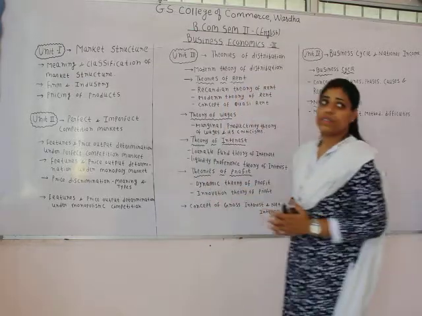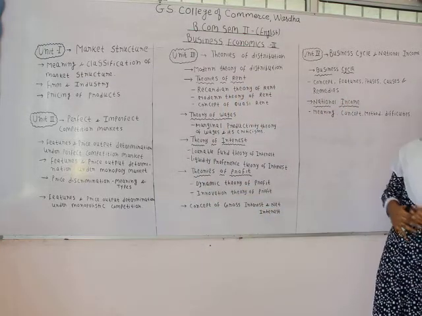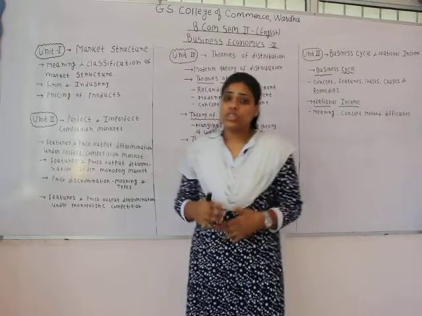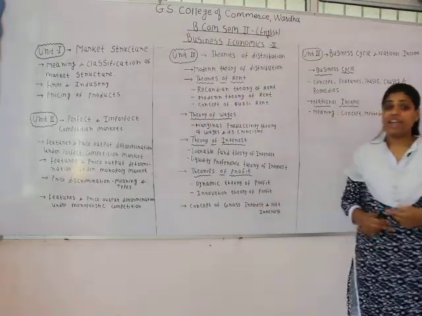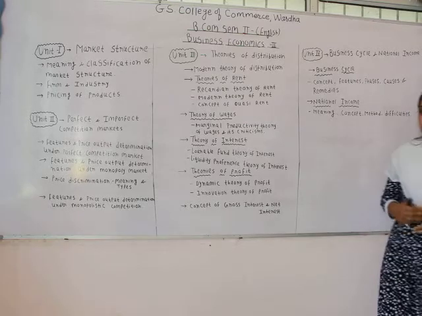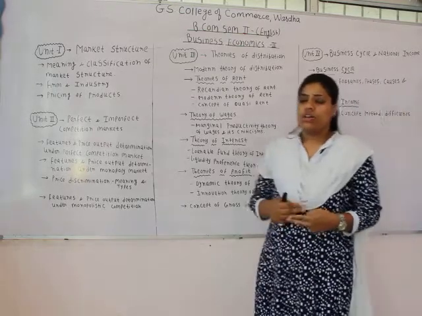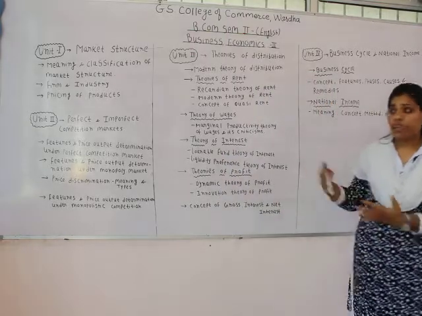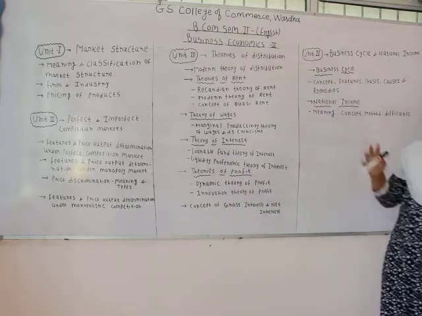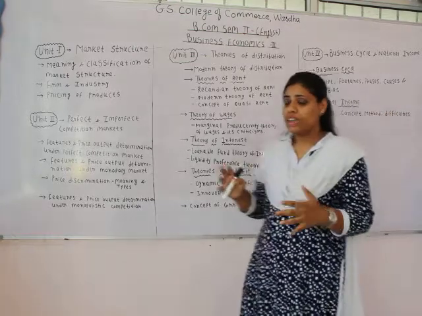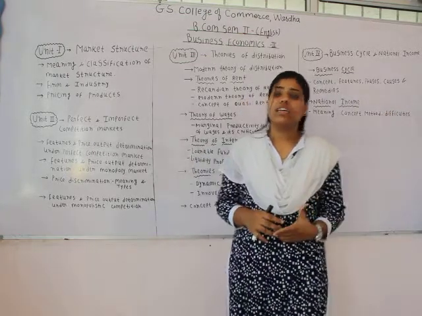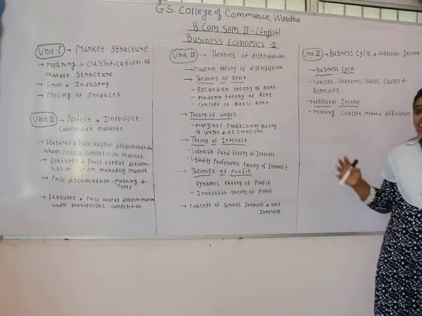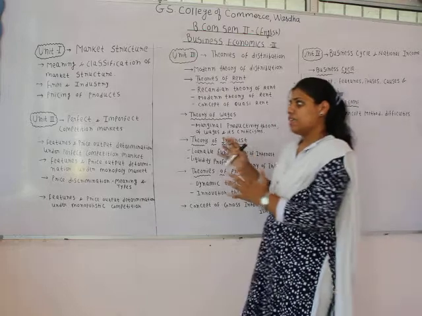Then the second chapter that we are going to learn here is firm and industry. So in this chapter we are going to see the concept of firm and industry. Then we are going to see the importance of firm and industry, objective of firm and industry, and then we will conclude this chapter by studying the difference between firm and industry. So here in this second chapter we would be dealing with the concept of firm and industry.